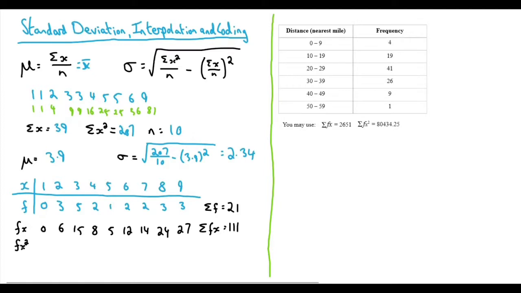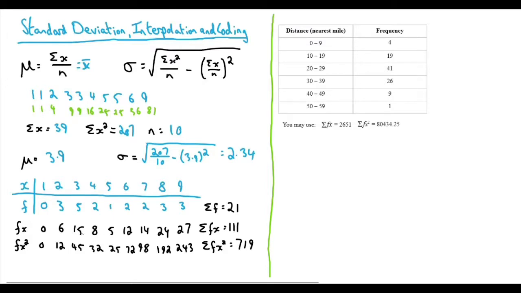need the sum of fx squared. So that's going to be 1 squared times 0, 2 squared times 3, and so forth. If we work that through, you should end up with 0, 12, 45, 32, 25, 72, 98, 192, and 243. So to get the sum of fx squared, therefore, that would be 719.